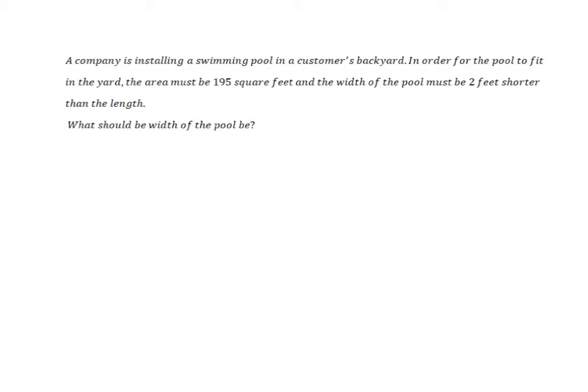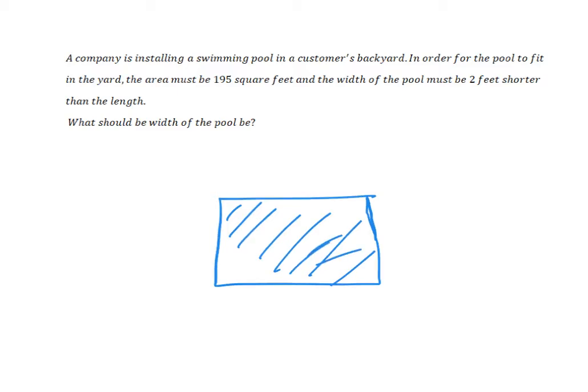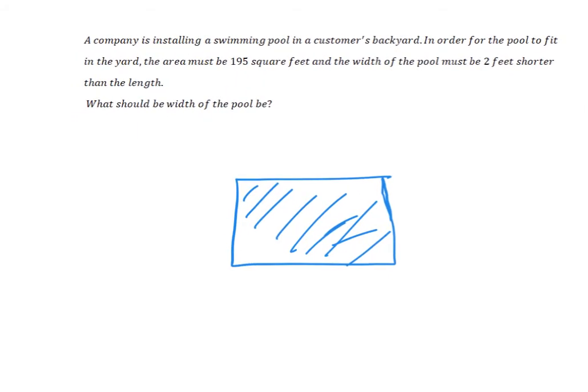So that has to do with, as you can see, installing a swimming pool in a backyard, right? And we have an area, and the width and the length. So we're talking about a rectangle here, right? And we have the area, which is 195 square feet.